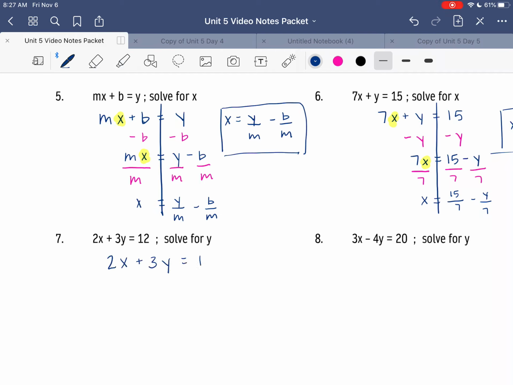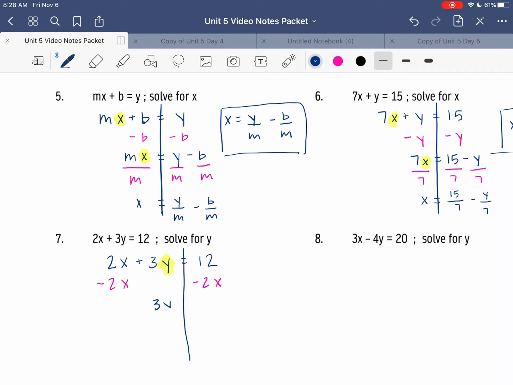So this time, we've got 2x plus 3y equals 12, and we actually want to solve for y. So this is what you have done. You've gotten y by itself. And when we did that, we moved the 2x first. Keep using colors to show you what I'm doing. So we're going to subtract 2x on both sides.